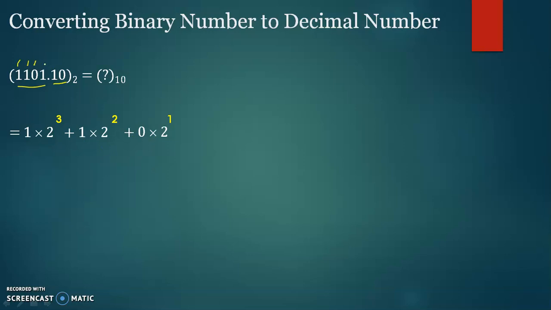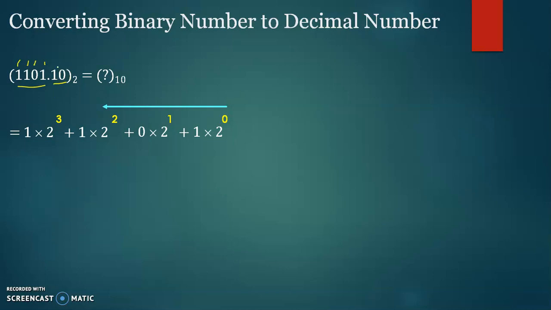Then we have one number left for the integer part, this one. For this it will be also written like this and the power of this 2 will be 0. So our integer part is complete, and as I have said earlier, the power of 2 for the integer part will be 0 onwards from the right hand side to the left hand side. Now let's move on to the fractional part.